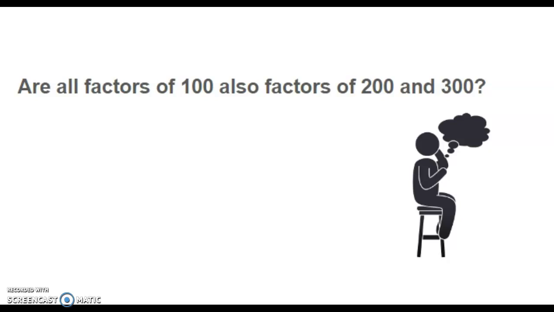So do you think this is always true? That the factor of any number is also the factor of multiples of that number? Let's think about that for just a second. So is this true? Is it always true that the factor of a number is always the factors of a multiple of that number? Well, today we're going to try out this idea with another pair of numbers that are not multiples of 100, and we're going to see what happens.